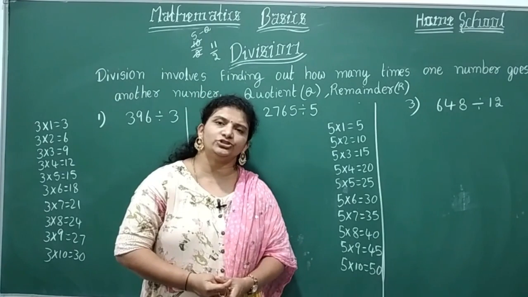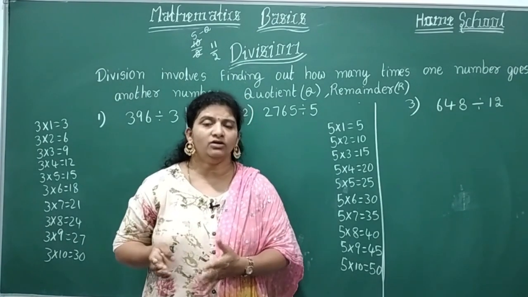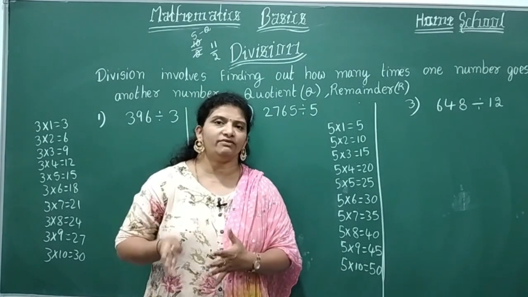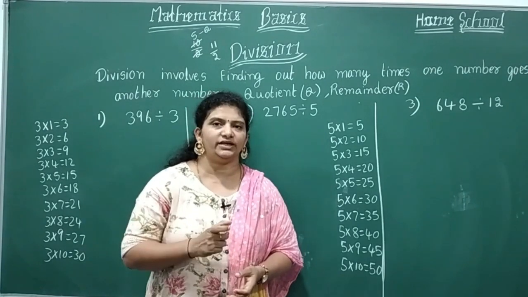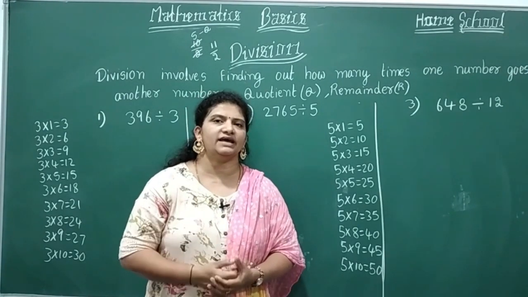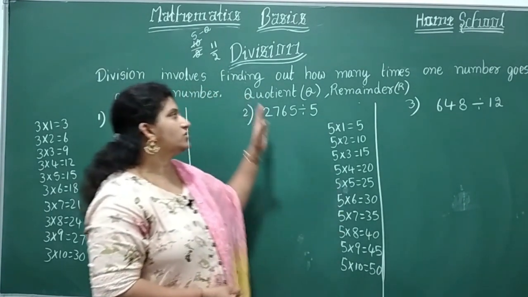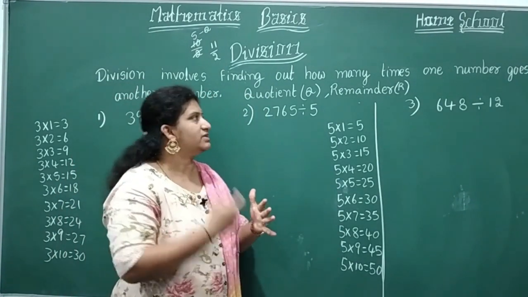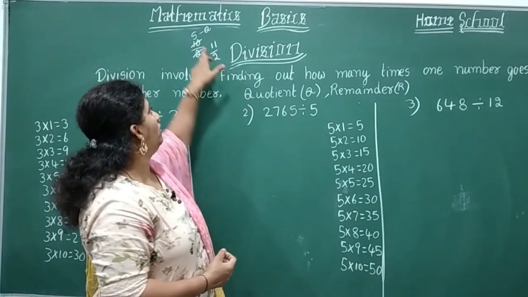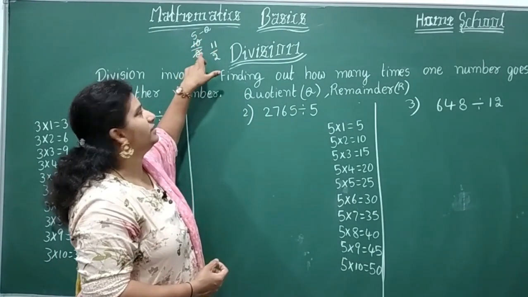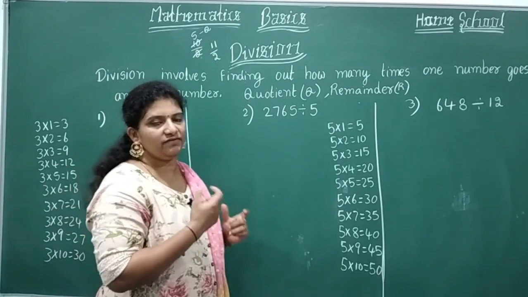Then what is the quotient here, children? You have already divided 5 chocolates for each of the 2 children. That number 5 is the quotient, whereas 1 chocolate is left, and that is called the remainder. So how many times does one number go into another? 5 times, this 10 goes into the 2 table. Okay, this is the way we do division.